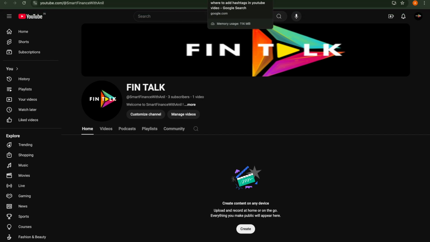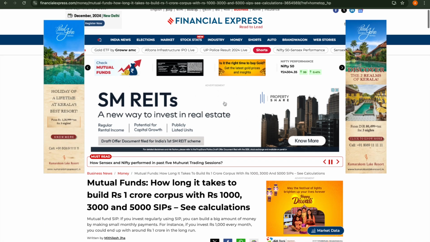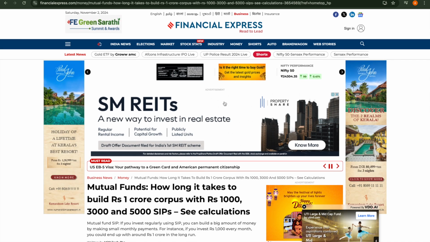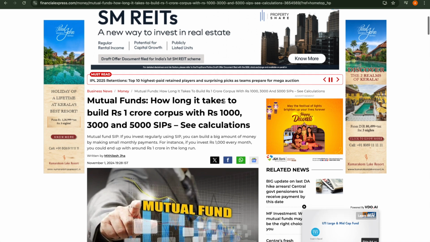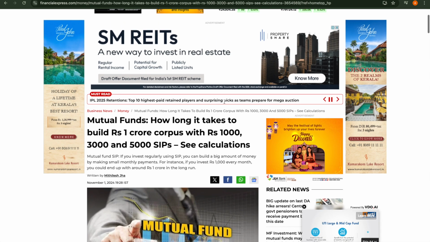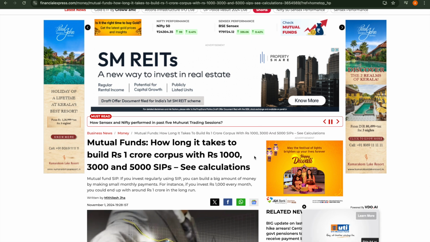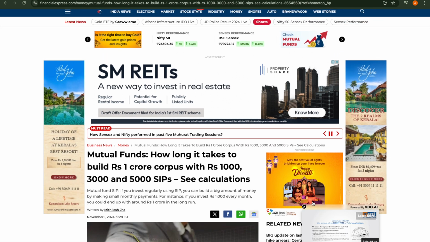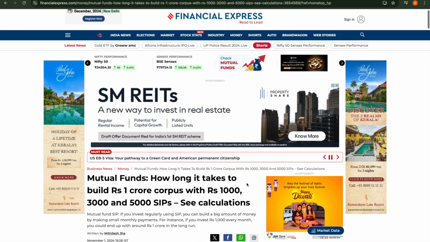Today's topic, I was just going through an article on this website. It says, how long does it take to build a 1 crore corpus with rupees 1000? That just gave me an idea that we should talk more about finance. That's what we promised each other, right?